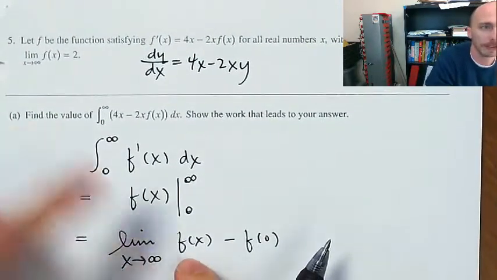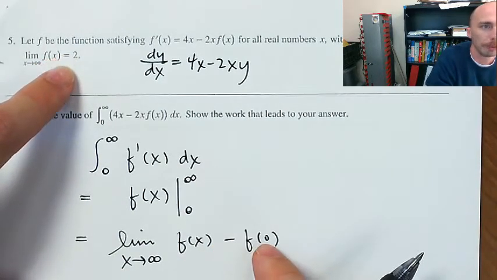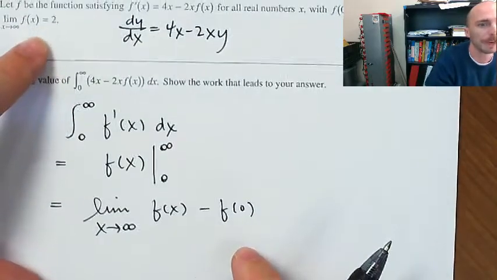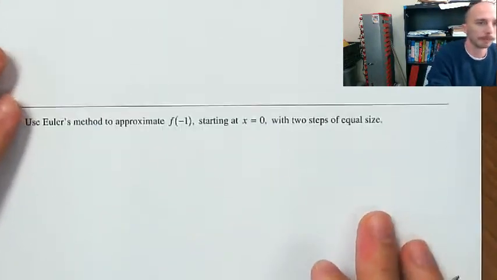Okay, they gave us the limit of f as x went to infinity. That's 2. Minus f of 0. What is f of 0? f of 0 is equal to 5. So this is equal to 2 minus 5. Okay, that's a good one.